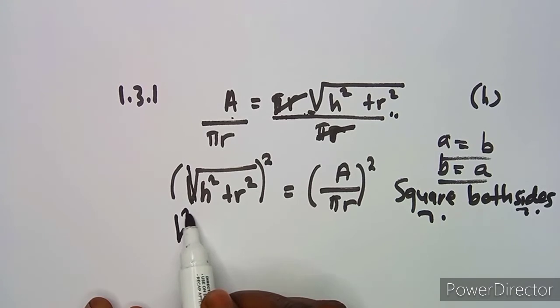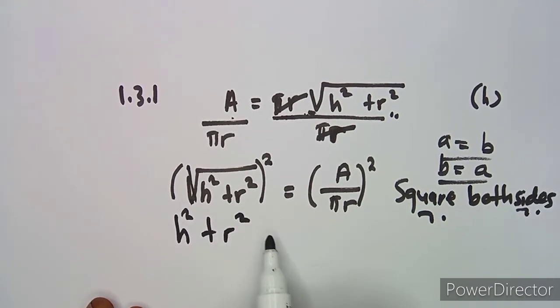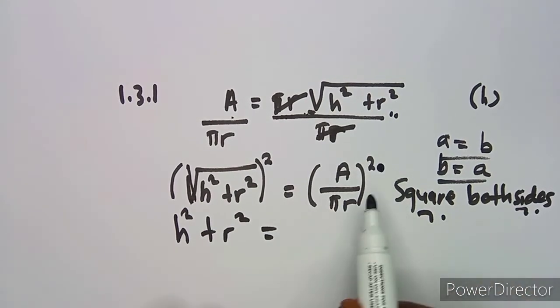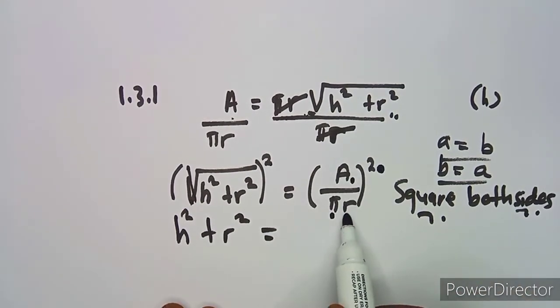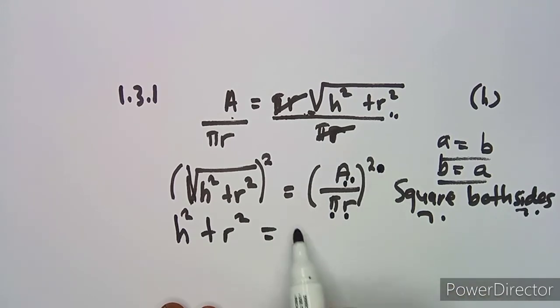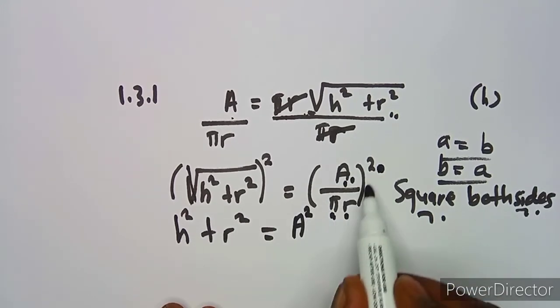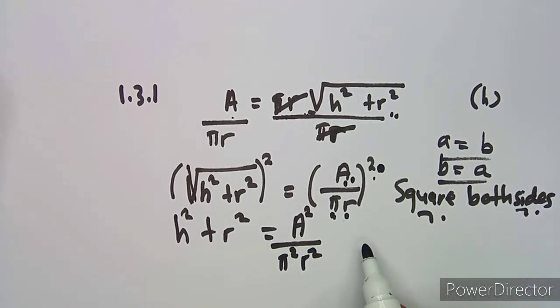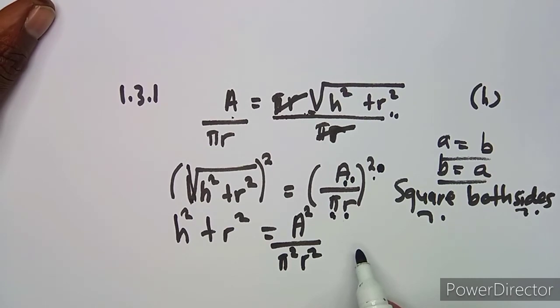So that's going to be h squared plus r squared, which is equal to, so take note, the square here is going to affect each and every term here. So it's a squared like this, pi squared like this, r squared like this. Each and every term is going to be affected by that square.